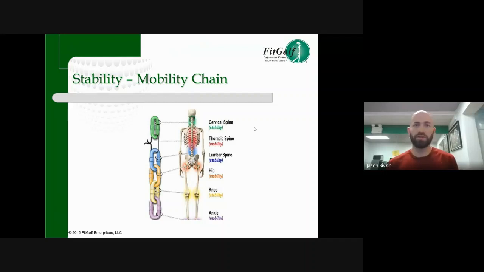So in this image, not all of the joints in the body are listed, but it gives us the big ones. Starting from the bottom, underneath the ankle would be the foot. The foot would be an example of a stable joint. The joint above it, the ankle, is mobile. Above that, the knee is stable. Above that, the hip is mobile, and so on and so forth.